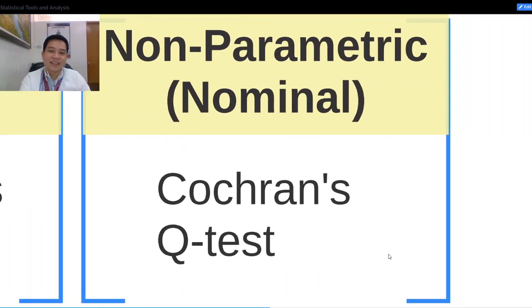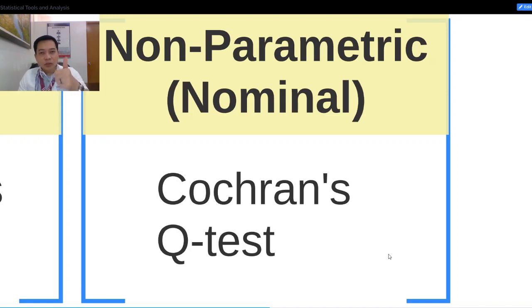Okay? So let's have a recap. If you have one group, one test, two times given, and your data is numerical or interval ratio, you'll be using paired sample t-test. If you have one group, one test, two times given, and your data is ordinal, you'll be using Wilcoxon signed rank test. Once again, one group, one test, two times given, while your data is nominal, you'll be using non-parametric, and the name of the test will be McNemar's test.